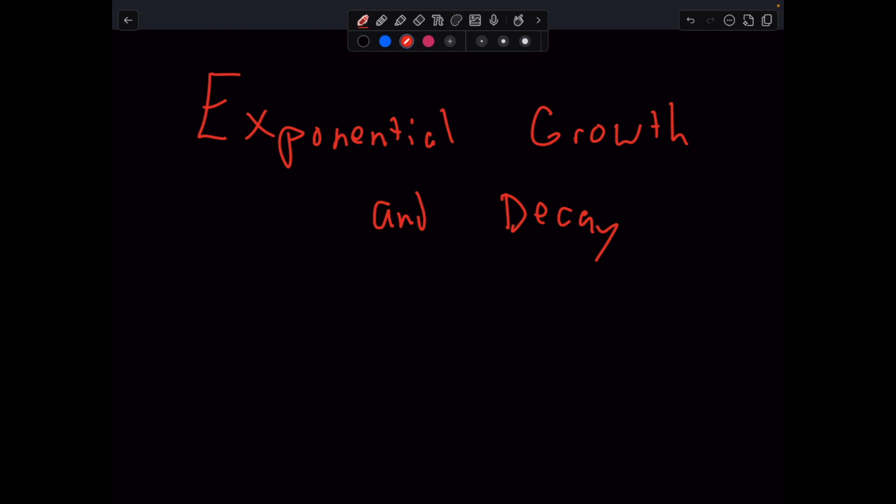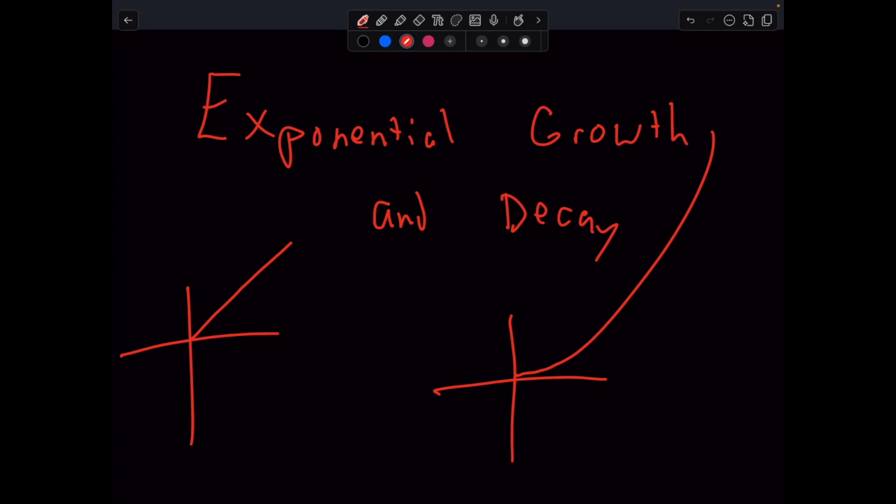So linear growth is a straight line where it goes like this, it kind of goes up and up and up at the same pace. Exponential growth looks more like this. Starts off and then it starts zooming up like that. And decay is just the reverse direction.